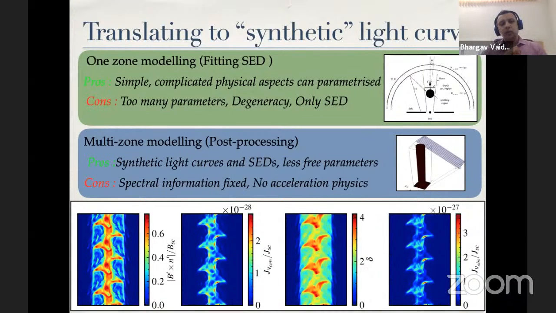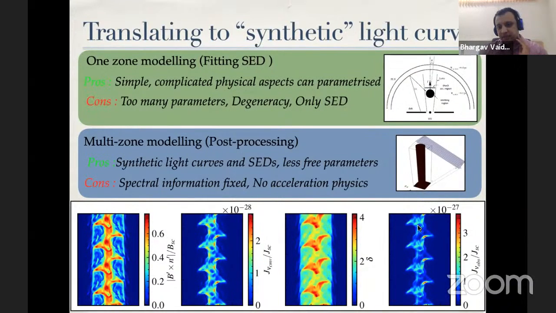So what we do instead is develop a multi-zone modeling approach, where we post-process our three-dimensional simulations with fixed spectral information and produce synthetic light curves and SEDs. There are of course fewer free parameters to deal with. However, the disadvantage is that with fixed spectra, you do not take cooling and acceleration physics into account. But nevertheless, when you look at these structures, we can see how these kink instabilities can produce some periodic emission features that you can see here.